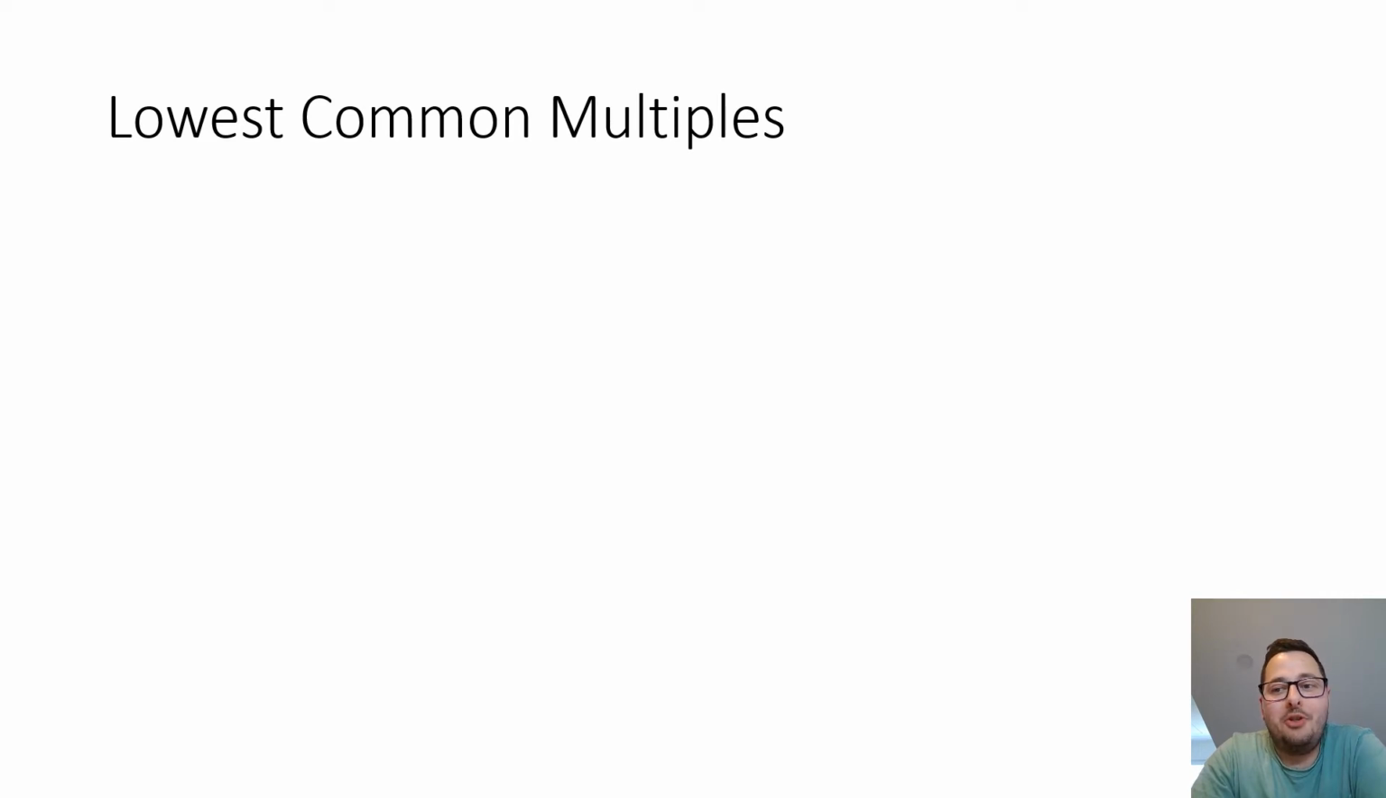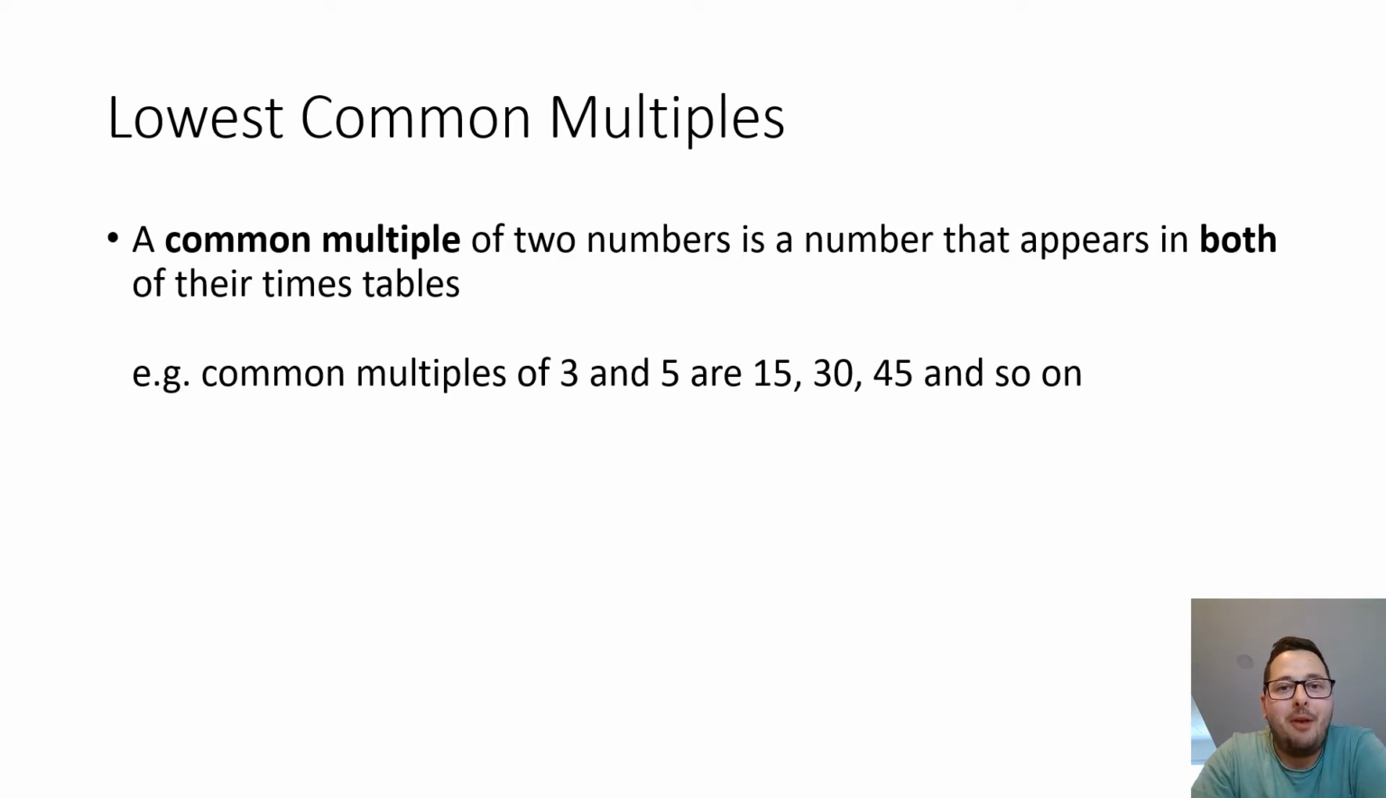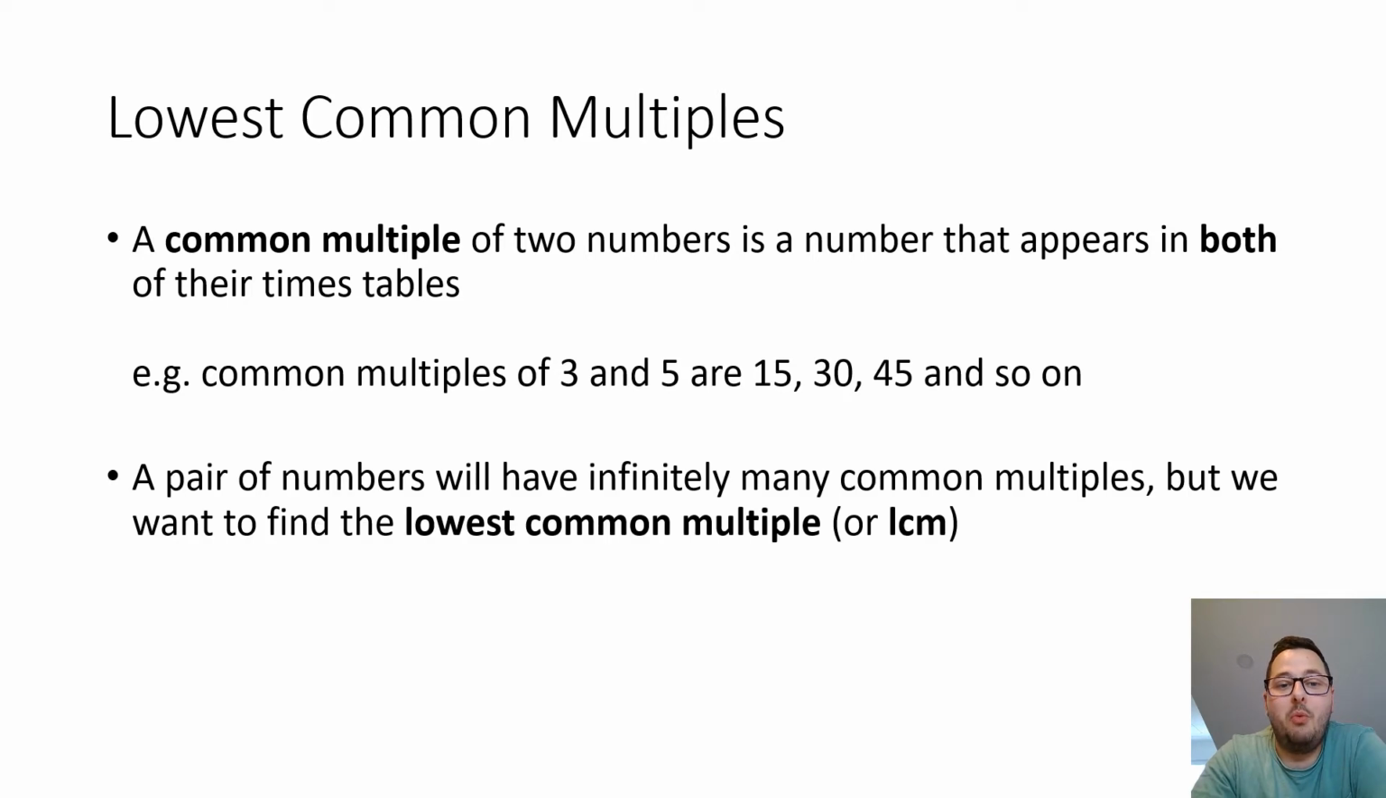So what is a lowest common multiple? Well, before we think about lowest, let's think about just what a common multiple is. A common multiple of two numbers is a number that appears in both of their times tables. So for example, common multiples of 3 and 5 are 15. So 15 is in the 3 times table and the 5 times table, and so is 30, 45, and so on. Now, as you might have noticed, they will go on forever. So a pair of numbers will have infinitely many common multiples, but we want to find the lowest common multiple.